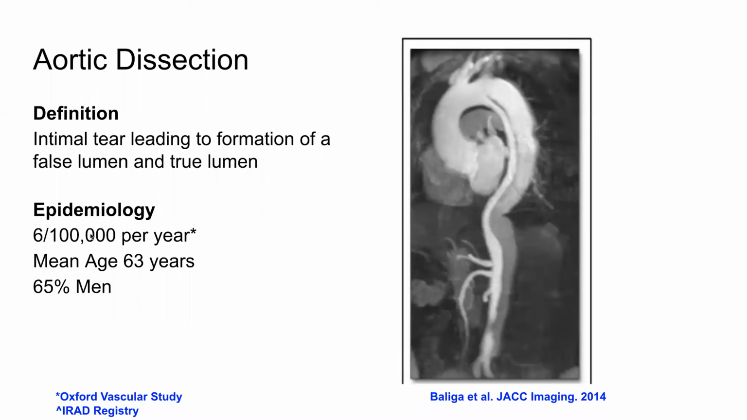As far as epidemiology, this data comes from the Oxford Vascular Study. At the end of the presentation, we'll share all the references so you can read separately. It happens 6 per 100,000 per year. So if you're working in a busy emergency room that sees 100,000 patients per year, you can see up to 6 patients, assuming a similar population. So it's not uncommon. You see it a few times a year if you're really busy, and if you're not so busy, maybe once a year. Mean age is 63 years old, and 65% are males.